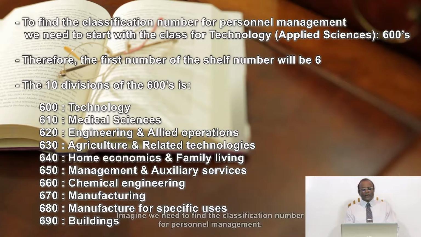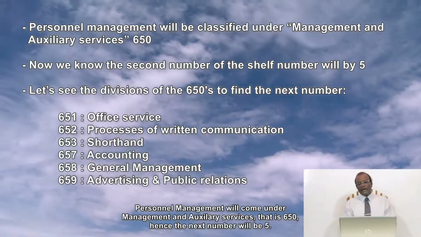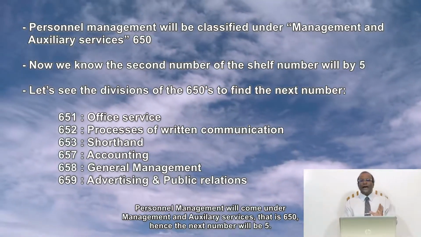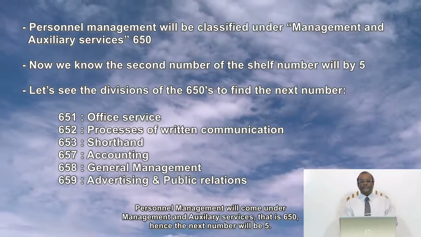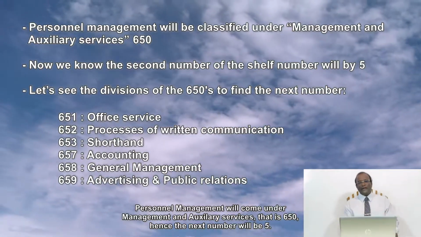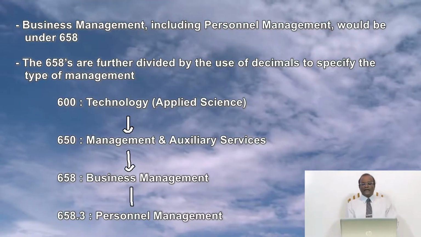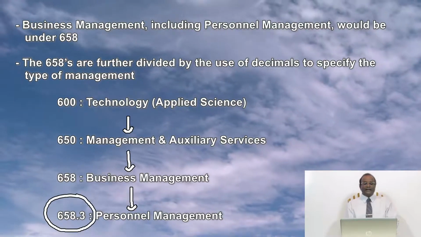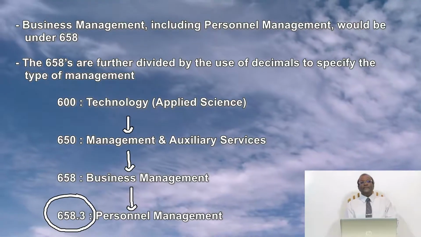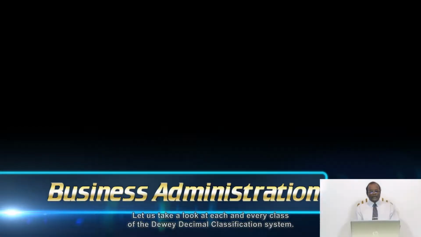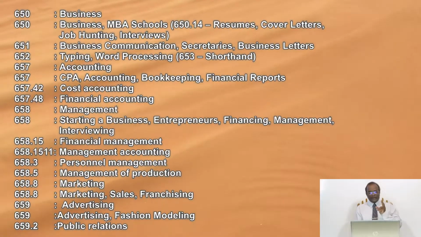Imagine we need to find the classification number for personal management. This falls under the class number of 600, that is technology. Personal management will come under management and auxiliary services, that is 650. Hence, the next number will be 5. Drilling down, we find that personal management is listed with a decimal point 3 under business management, which is 658.3. Now, let us take a look at each and every class of the Dewey Decimal Classification System.